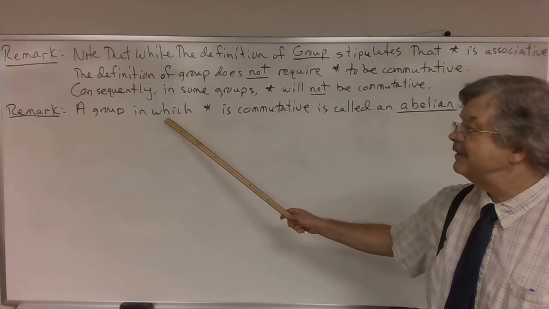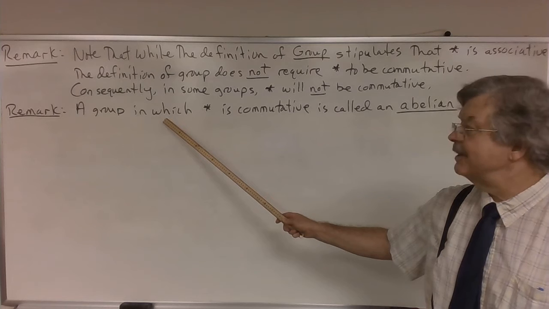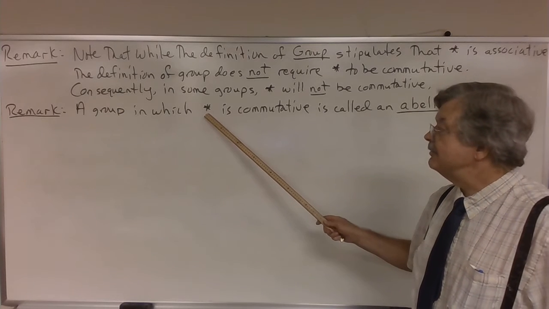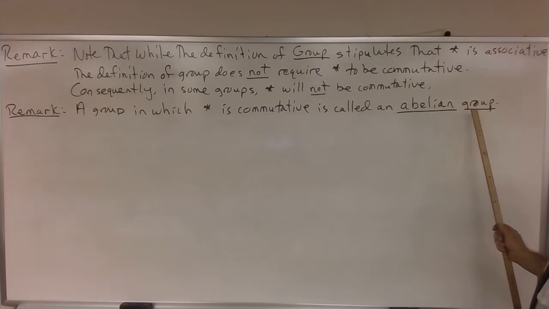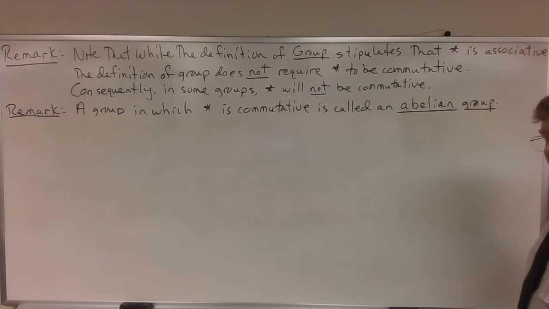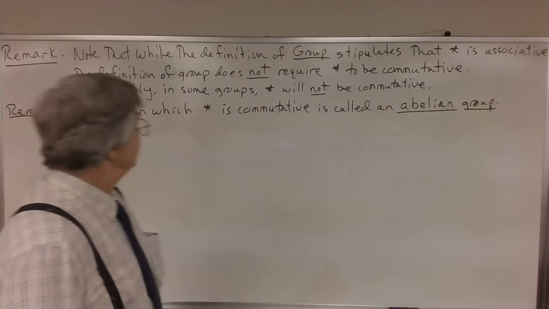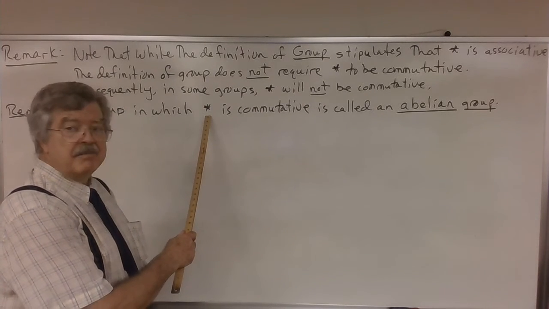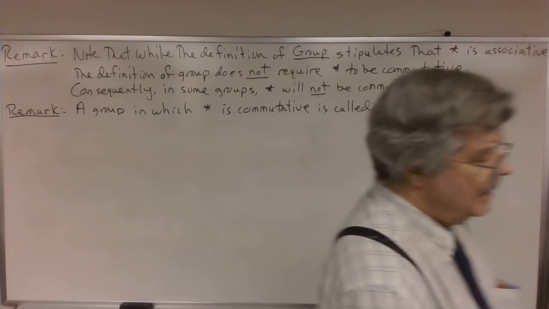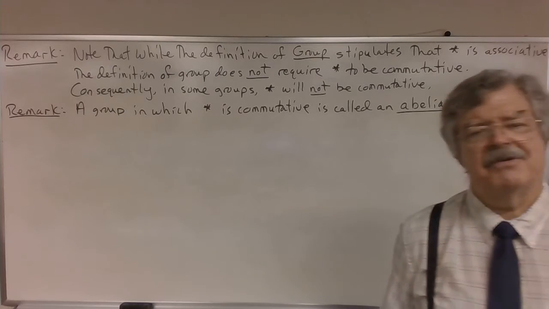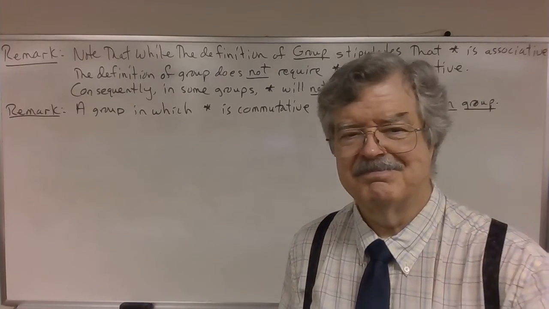So we make this definition, and it's a remark rather, but it's more of a definition than a remark. A group in which the binary operation is commutative is called an abelian group. So whenever you hear the expression abelian group, that means that the binary operation is commutative. Now, without any further ado, we will do a bunch of examples, I promise.